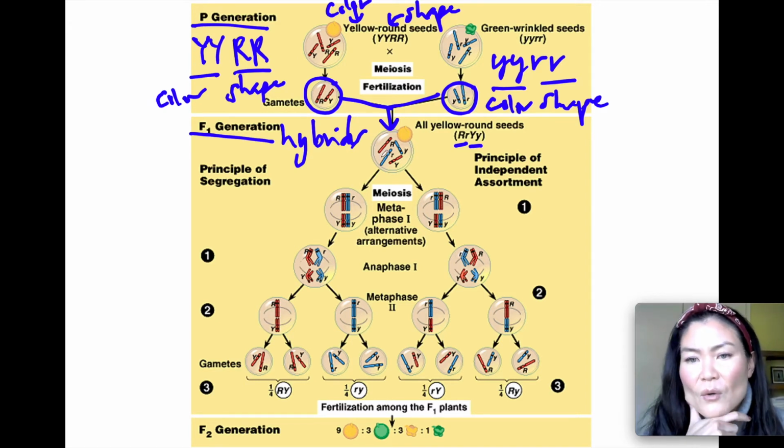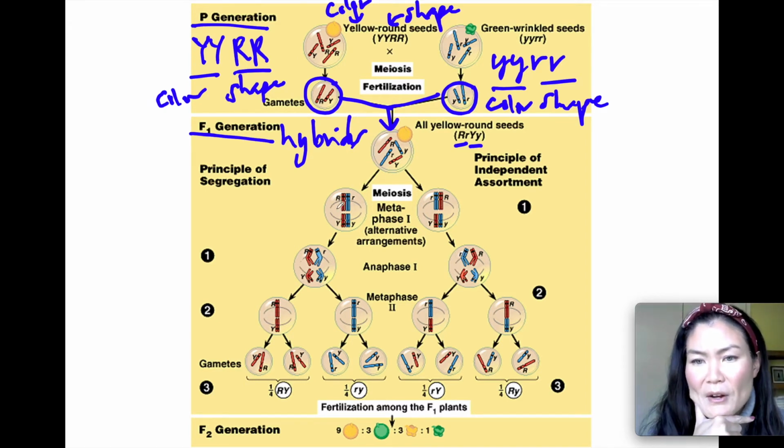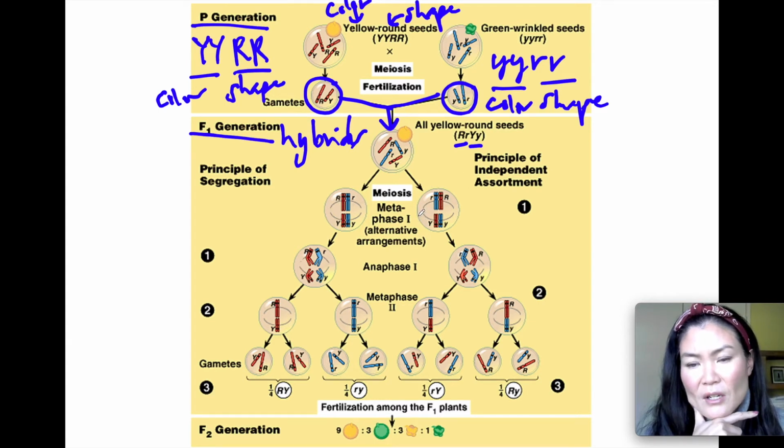When the homologous pairs line up at the metaphase plate in meiosis 1, they can arrange themselves in this way, where the dominant traits are on the left side and the recessive traits are on the right side. Or you could have the recessive trait on the left and the dominant trait on the right, or the dominant trait on the left and the recessive trait on the right. Do you see how there are two different possibilities of arrangement?